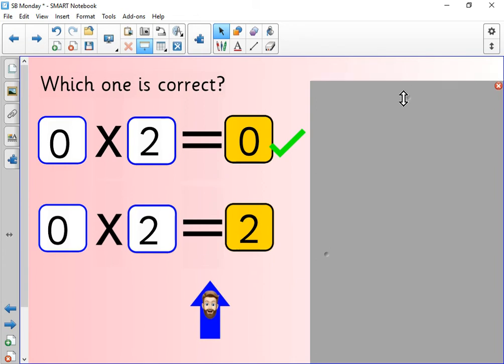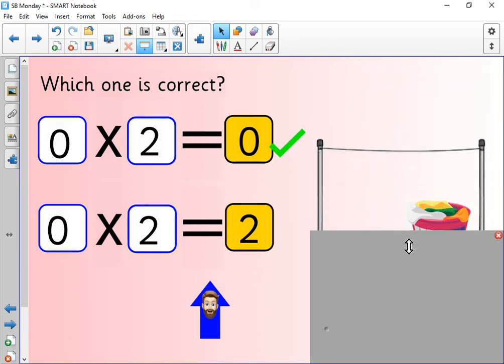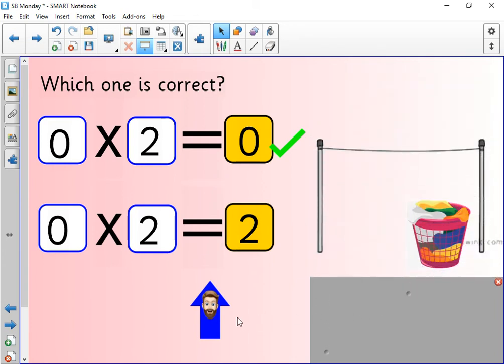Do you remember I showed you some socks on a washing line before? Well, if we have 0 groups, no groups of 2, it's like having an empty washing line, because there are no pairs of socks on the washing line. So it must be 0. So when we have a 0 before a multiplication symbol, the answer is always 0.